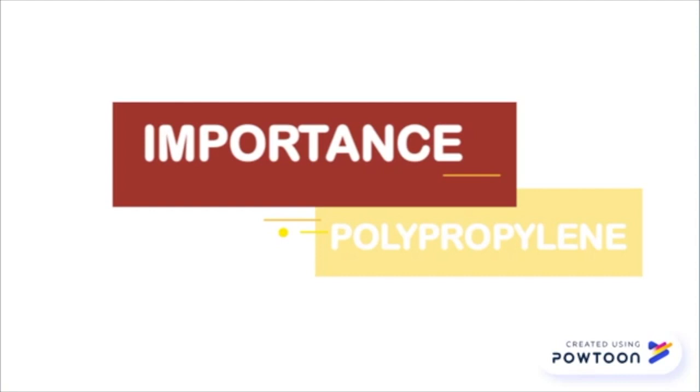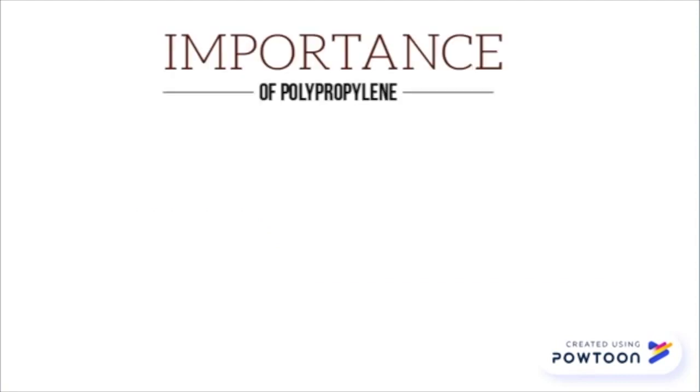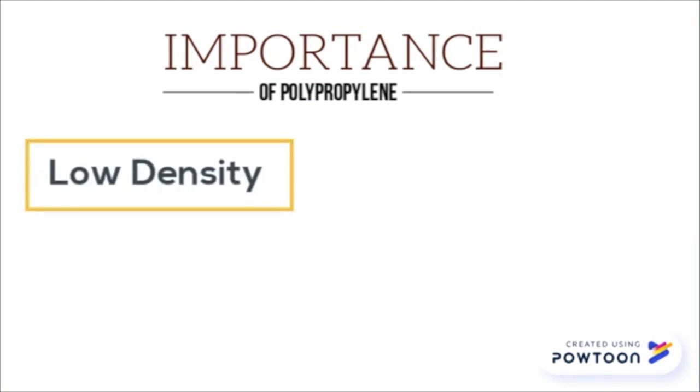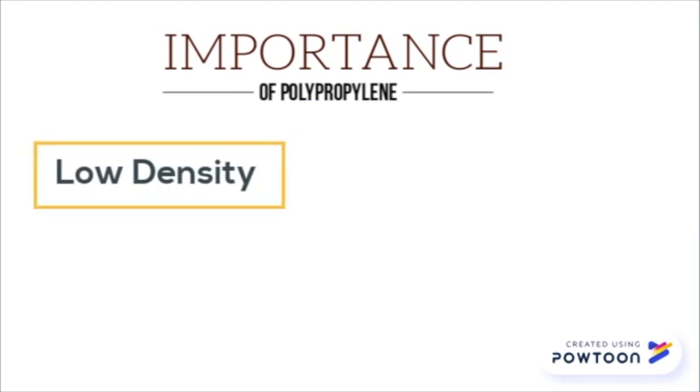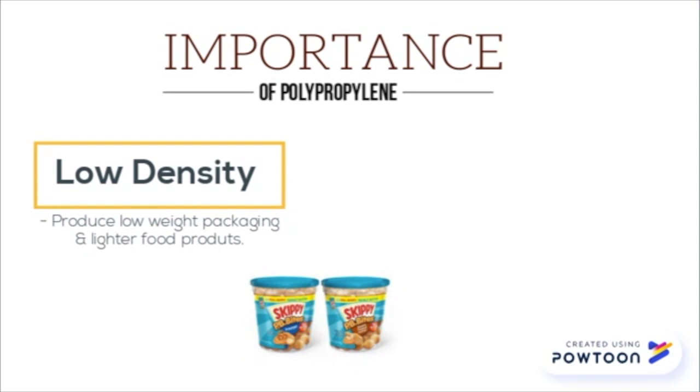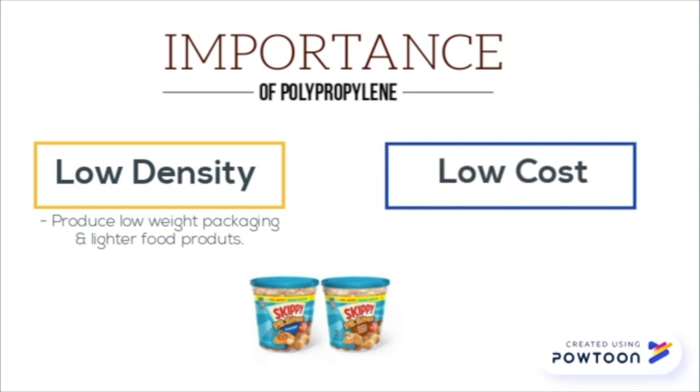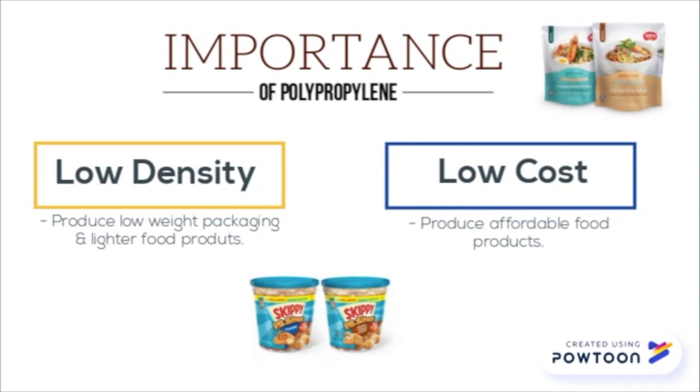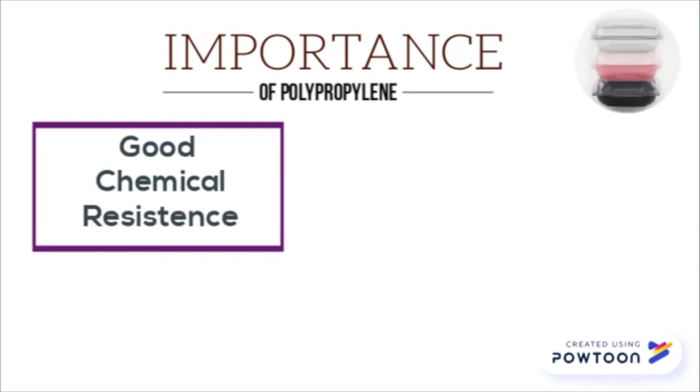Do you know what the importance of using polypropylene is? First of all, polypropylene has a low density, therefore lighter weight packaging and lighter food products can be made. It's also low in cost, so food products can be sold at more affordable prices to the consumer. Besides that, polypropylene has good chemical resistance. This helps prevent transmission of chemical compounds to the food.